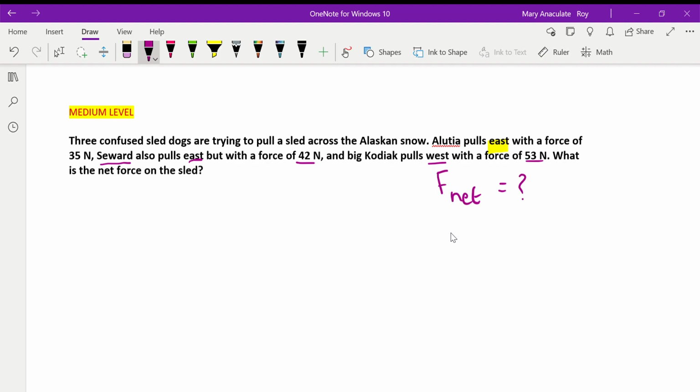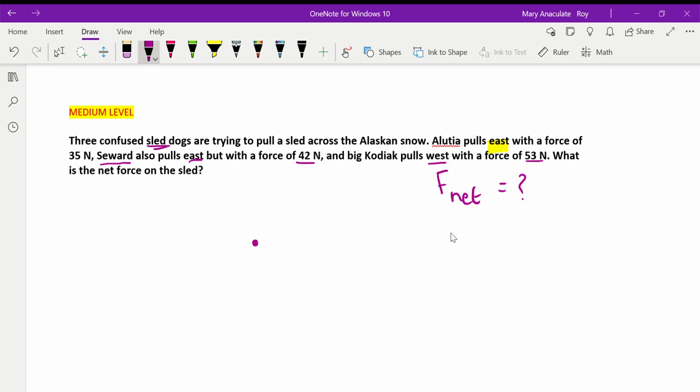So for the net force, we saw the formula mass times acceleration earlier, but if more than one force acts on an object, we do vector addition to find the net force. Okay, so let's take the sled. We have the sled dogs, and let's represent the sled as a dot, and then draw all the forces that are acting on it.